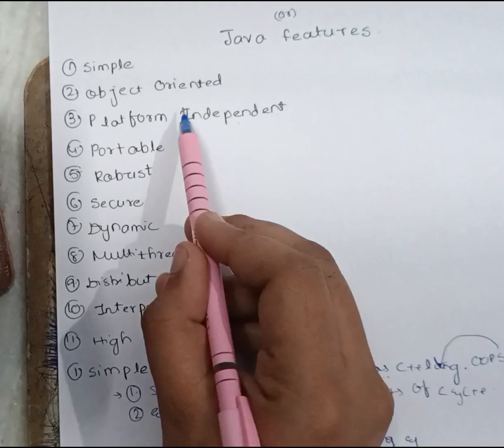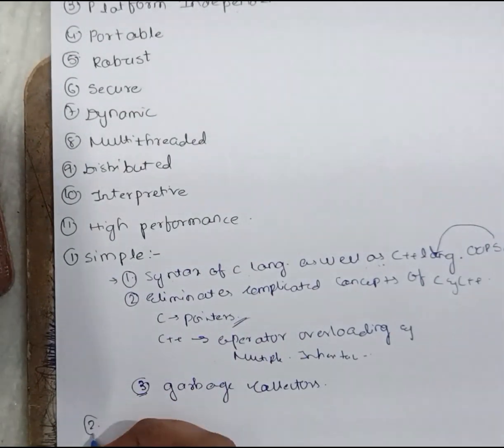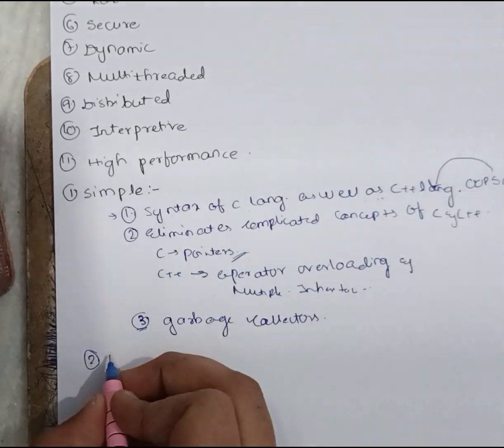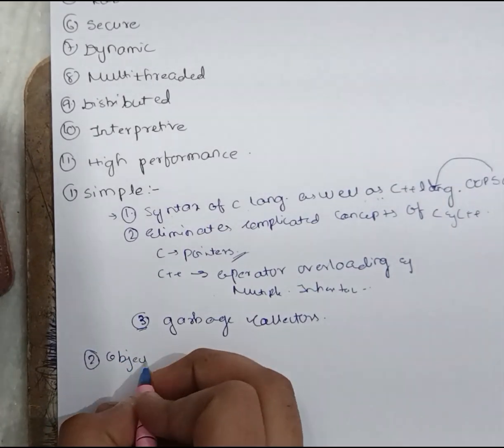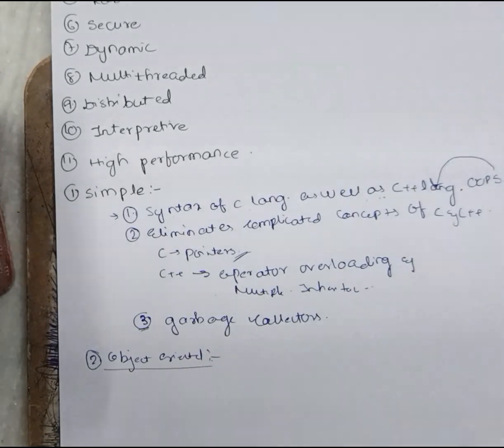Let's see the second one, that is object oriented. So Java is an object oriented language. The data is represented in the form of objects in this. So what is an object? An object is a real world entity, for example a pen or a fan or any other object.